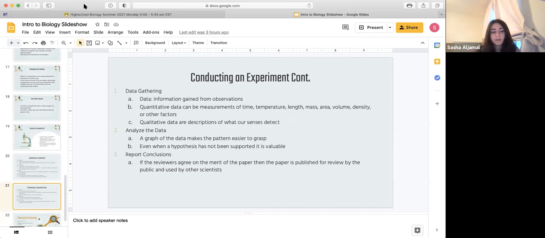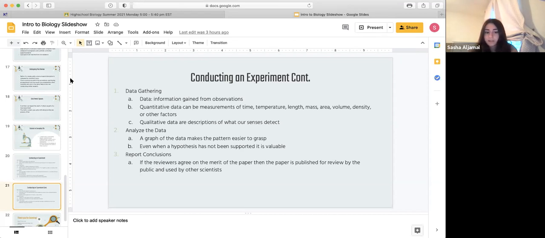And then for the sixth part of the experiment, you want to analyze the data. A graph of data makes the pattern easier to grasp. And even when the hypothesis isn't supported, this data is still valuable.